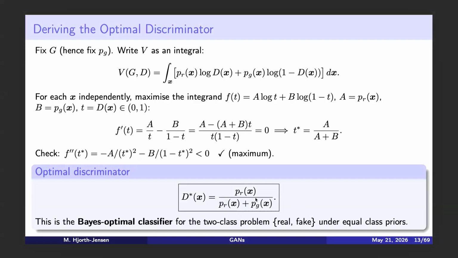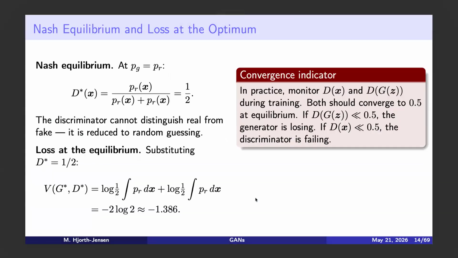This means that when you have equilibrium, when PG is equal to P of R, then the optimal D is just given by a half. That means that the discriminator cannot distinguish real from fake. It is reduced to random guessing. And the loss function at equilibrium, if you substitute it, you will find that the value it should reach at equilibrium is minus 2 times log 2.